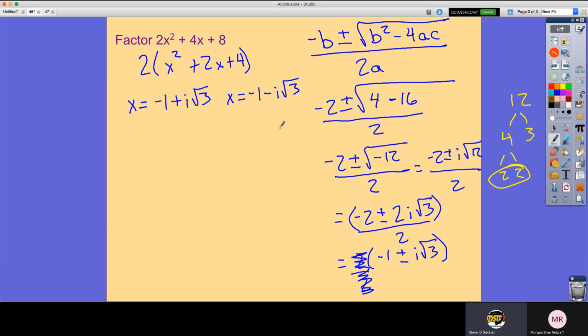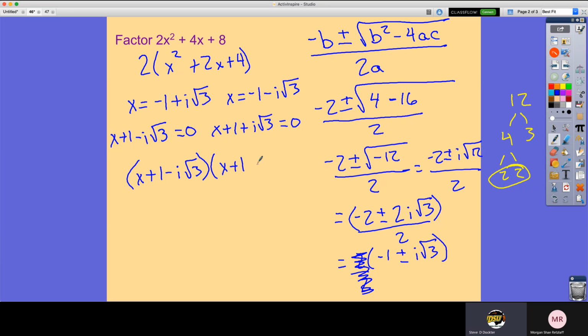But this one asks us to find the factors. So we just have to set each one of these equal to 0. We're going to add the 1 over, and we're going to subtract the i square root of 3 to get it set equal to 0. And the same thing for the other one: we're going to add the 1 and add i square root of 3 to get it equal to 0. Once it's set equal to 0, these are both factors of our original problem. So we would have x plus 1 minus i square root of 3 as our first factor, and x plus 1 plus i square root of 3 as our second factor.